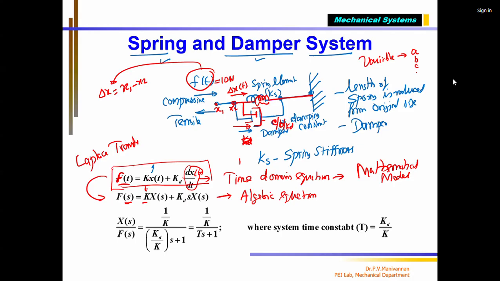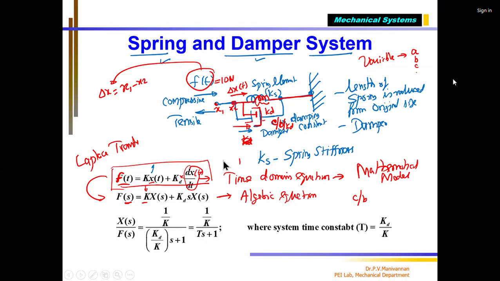So f of t equals k, which is nothing but the spring stiffness, multiplied by x of t. X of t is the spring length. The spring length will vary when a force is applied. That's why it is written as small letter x, and t within brackets means the length of the spring will vary with respect to time when a force is applied, which is also varying with respect to time. Plus kd is called the damping constant. As I told you, in some books it is c, in some books it is b. So I can just change this to kd, multiplied by d by dt of x of t. So x is a small letter.